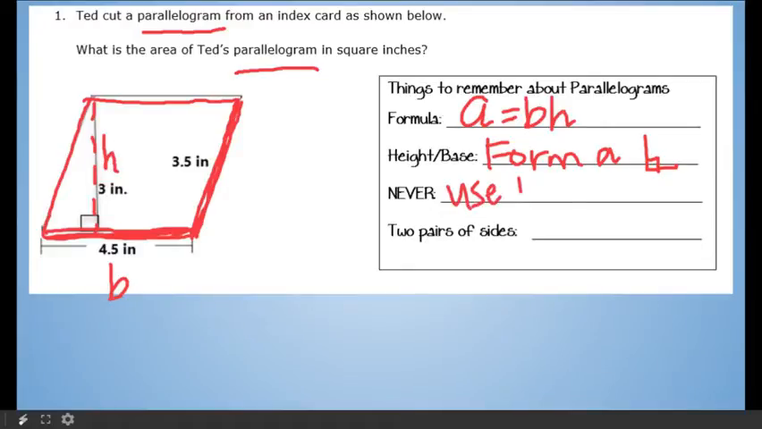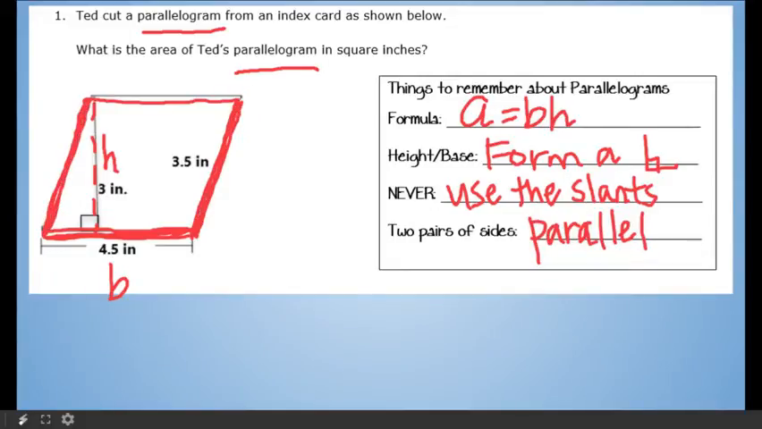Never use the slants or the slanted side. So you never want to use those slanted sides whenever we are finding the area of a parallelogram. And the definition of a parallelogram is it has two pairs of sides that are parallel. So we talked about that at the beginning of this problem, that this side and the side on the right are parallel, and then the top and the bottom are parallel. That means they're never going to touch each other. So now we're going to solve using that formula. So if you haven't written it down already, write down A equals BH. As we learned in the little match it earlier, the A stands for area, B stands for base, and H stands for height.